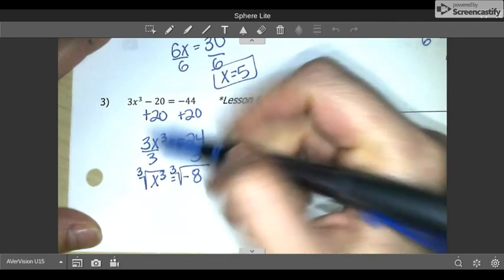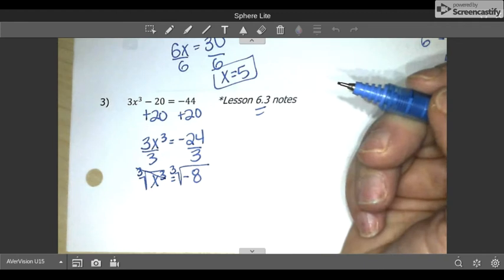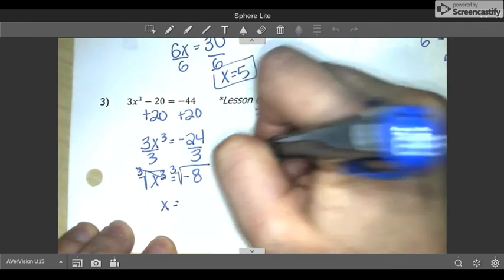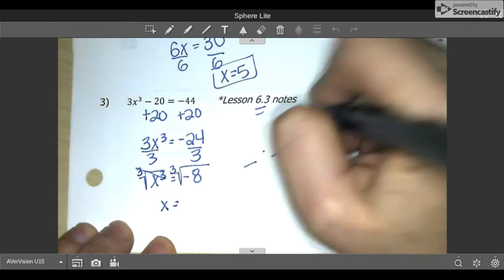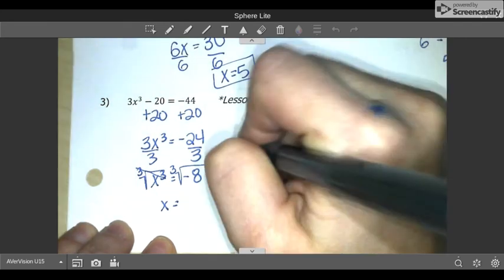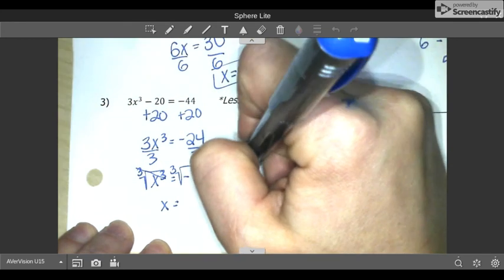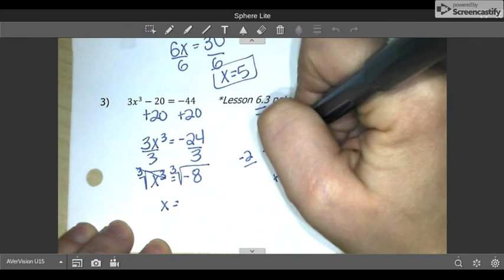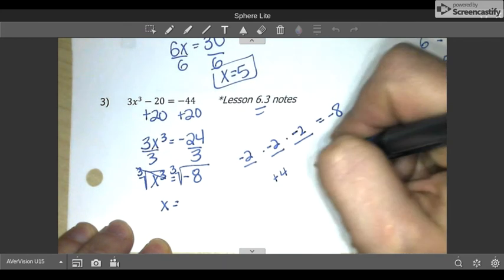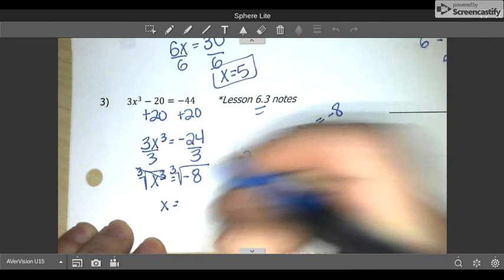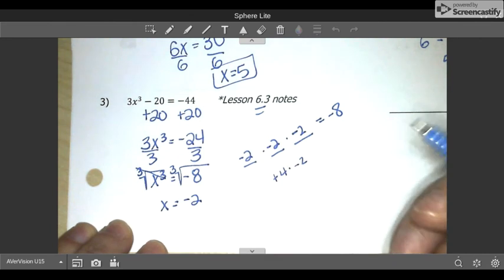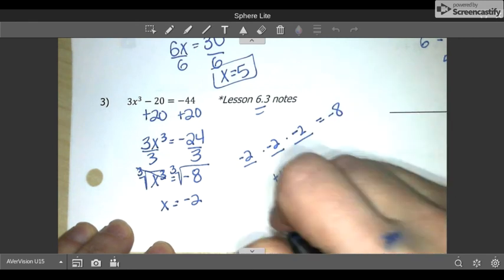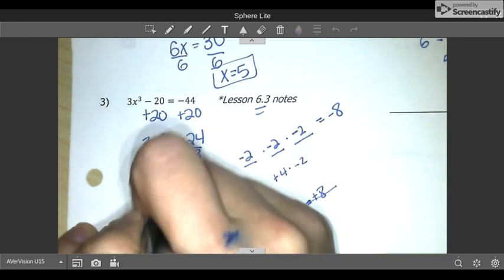And the cubic root and the cubic exponent you can cross off because they're inverse operations, and you're left with x equals. And now you have to think of what times itself 3 times is going to be a negative 8. And the answer is negative 2, because negative 2 times negative 2 would be positive 4, times negative 2 would be negative 8. So the answer is negative 2. Just negative 2, not positive 2, because 2 times 2 times 2 would be positive 8. So it can't be positive 2, it's just negative 2.